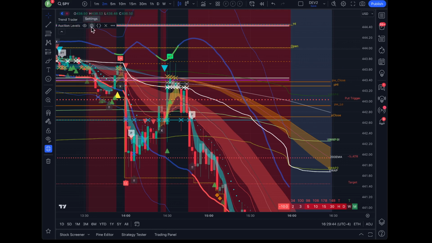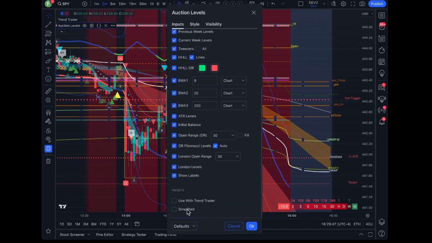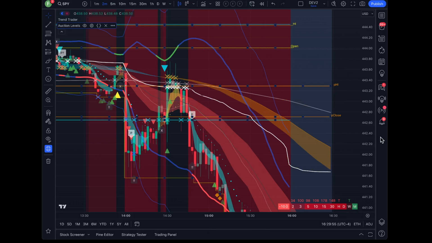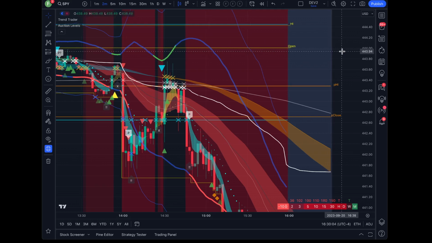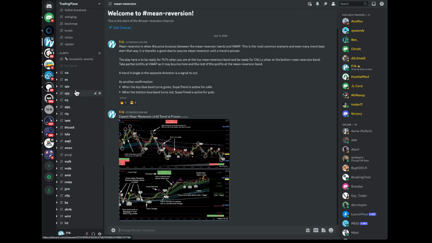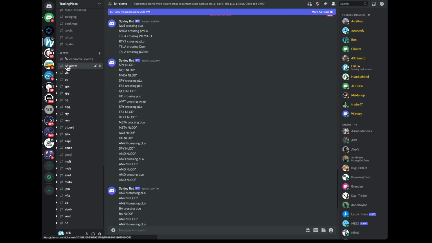So I added an option. If you go there, you say simplified. It's the same as used with Trend Trader, but it's even more simplified. When you do that, it basically only keeps the things that really matter, and that's the pre-market levels, previous day levels, and then the high and the low and the open. So it's just much cleaner, and it only gives you the levels that are super important on any chart.